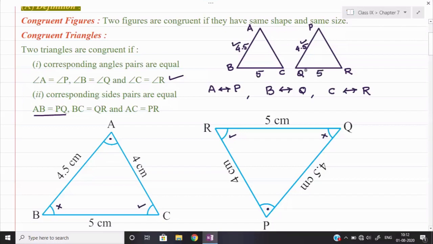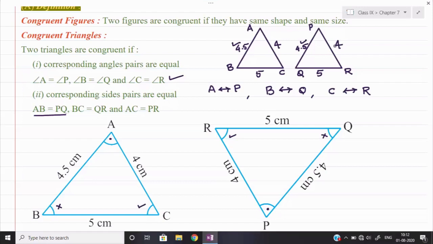Okay, so BC and QR are also equal, and see, we got the corresponding pairs equal, not the other ones. As in the figure you can see BC and QR are equal, which is another corresponding pair, and AC and PR are also 4 centimeters. So this is 4 and this is also 4. So observe, the third corresponding pair is also equal, and I can say that all the corresponding pairs of sides are given equal. So in total 6 things are required to be proved equal if we want to show the triangles are congruent.